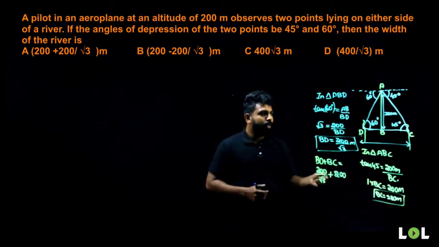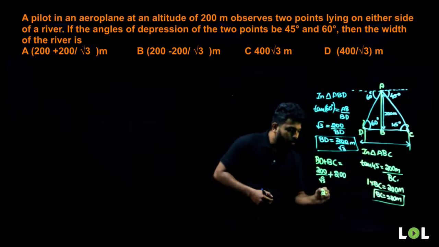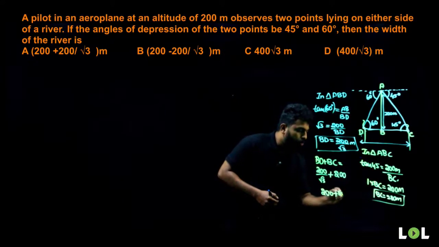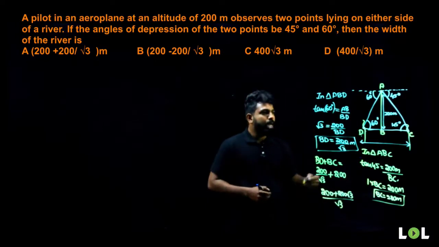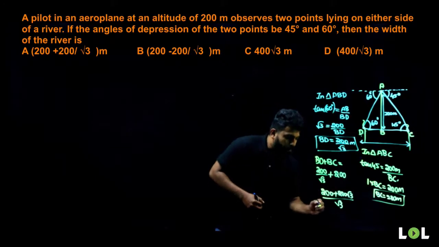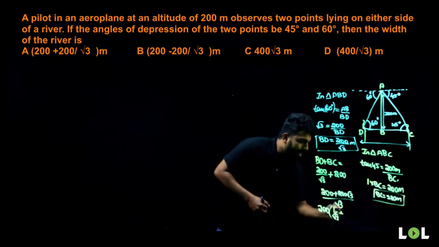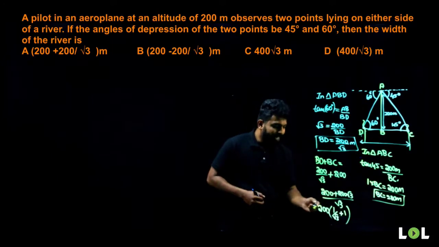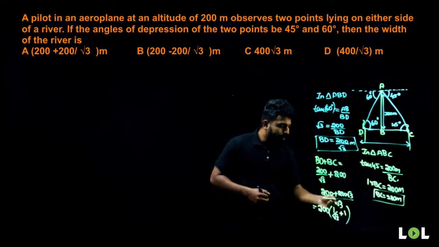So what do I get here? If I take common, can I take any common here? So now what I do is I take the LCM here. What do I get? 200 plus 200 √3, the whole divided by √3. Now what can I do? I can take my 200 common. So if I take 200 common, what will I be left out with? 1 divided by √3 plus √3 by √3. √3 by √3 is nothing but 1. So I'll be getting my final answer as 200 into (1 plus 1 by √3), or 200 plus 200 by √3.